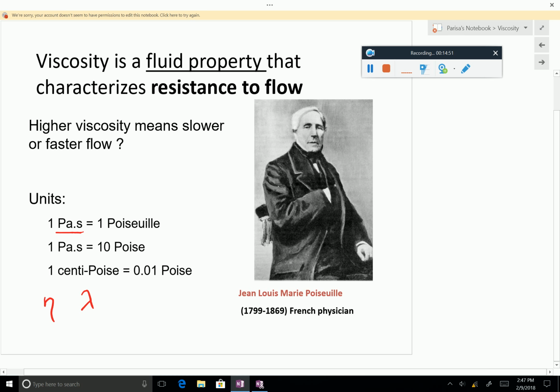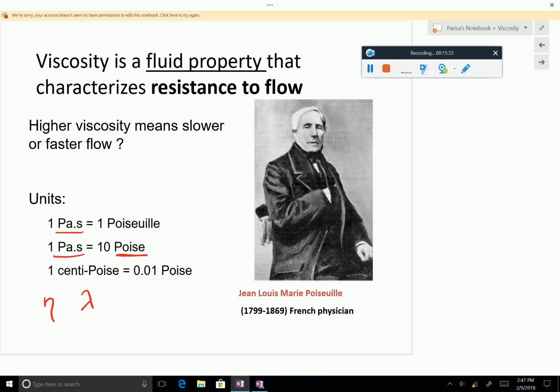This is sometimes called poise, and it comes from the name of a French physicist who contributed to viscosity. The pronunciation, if I do this right, is Poiseuille. No, Poiseuille. I'm sorry, I practiced, but in French it's a little bit more complicated. In any case, it's Pascal second, doesn't matter if you have eta or lambda.